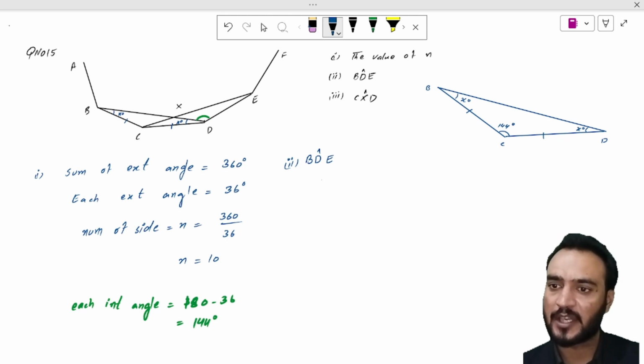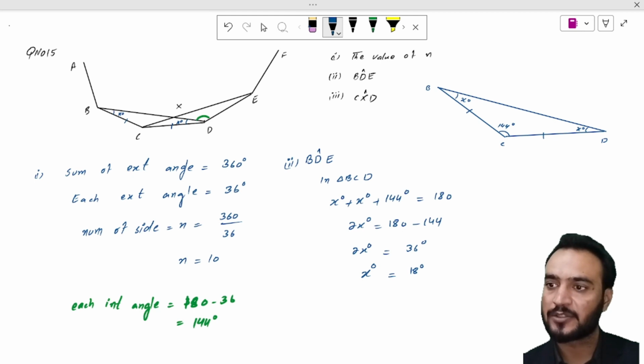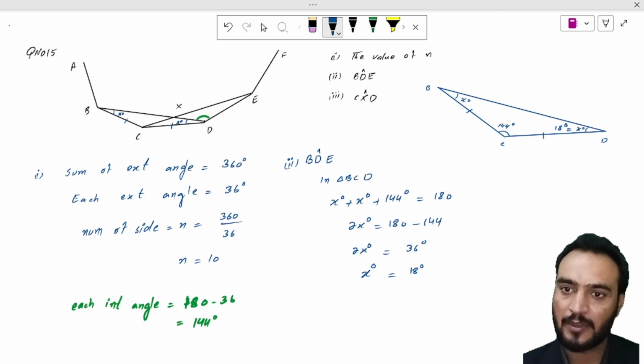So we consider the triangle BCD. The sum of the interior angles, one is x degrees, the other is also x degrees, and the third is 144 degrees. We put this sum equal to 180 degrees. So 2x equals 180 minus 144. Subtracting 144 from 180, we get 36 degrees. Dividing it by 2, we get the value of x, that is 18 degrees.